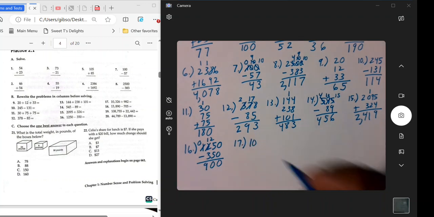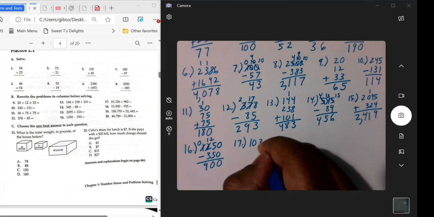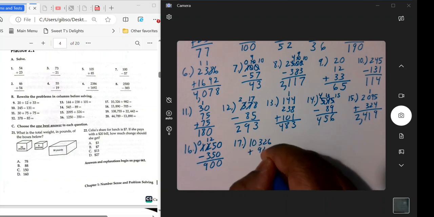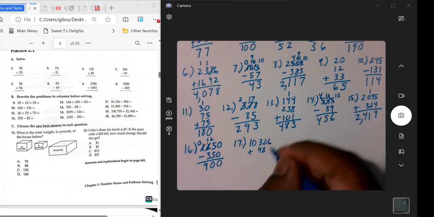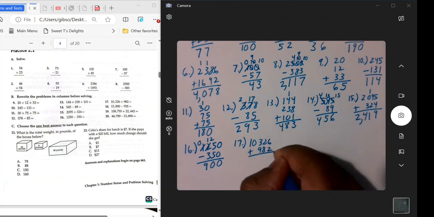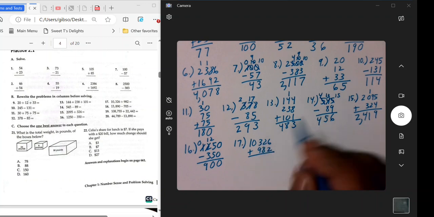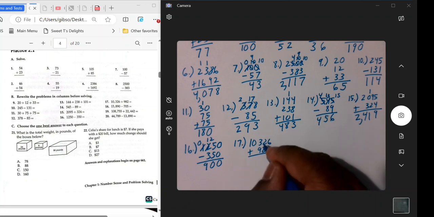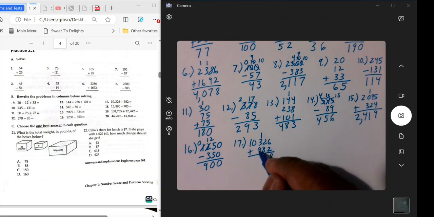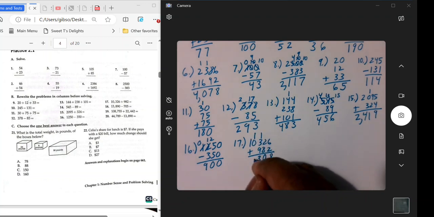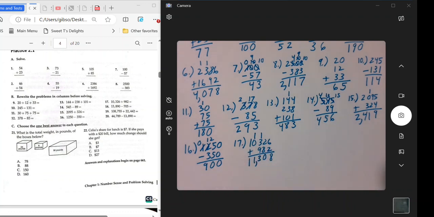17, we have a five-digit number, 10,326, plus a three-digit number, which is 986. No, I'm sorry, 982. Okay, so now we add these values up after lining them up perfectly here. 6 plus 2 is 8. 2 plus 8 is 10. Carry a 1. 1 plus 3 is 4, plus 9 is 13. Bring down our 3, carry our 1. 1 plus 0 is 1, and 1 plus 0 is 1. So this would be 11,308.